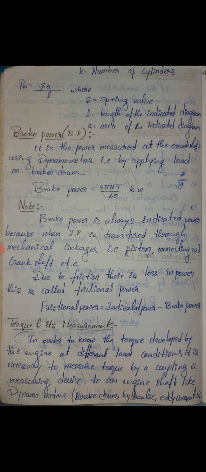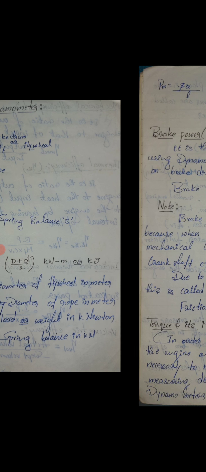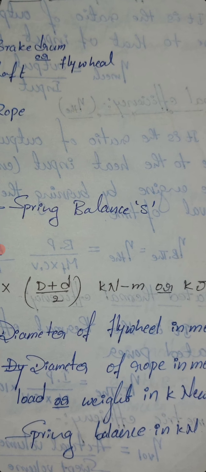It is necessary to measure the torque by coupling a measuring device at the engine shaft, like dynamometers. We have brake drum dynamometers, hydraulic dynamometers, and eddy current dynamometers. Here in the diagram you can see one type of dynamometer to measure the torque, the brake drum dynamometer. I'm going to zoom in and show you how it looks.